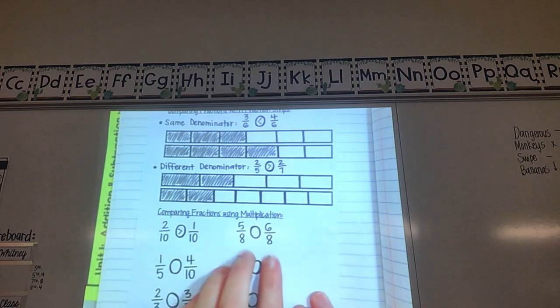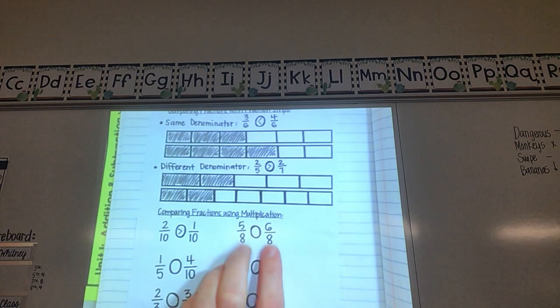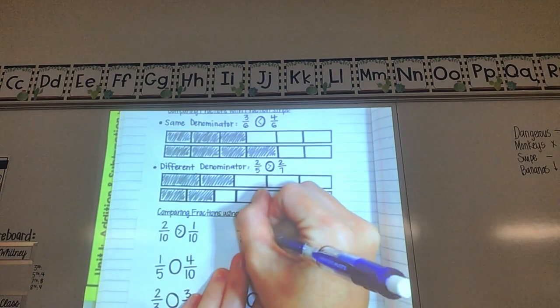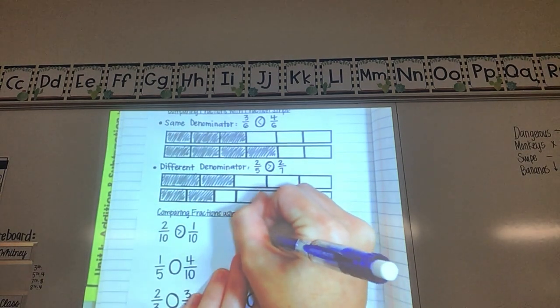All right, let's try this one. We have 5/8 and 6/8. Look at your bottom numbers first. If they're both the same, it's easy. We just look at the top. Would you rather have 5 slices or 6 slices? 6 is bigger, so my alligator mouth goes that way.